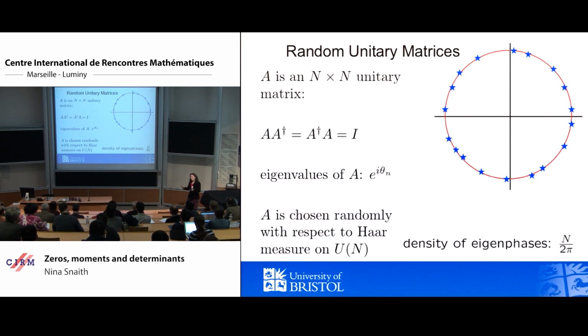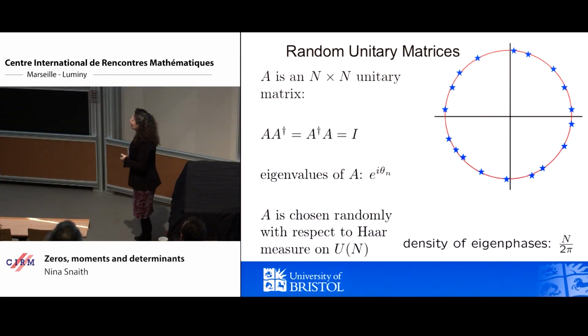We have the set of all n by n unitary matrices, and we can have Haar measure on that compact set so that we can speak of a random unitary matrix. There are n eigenvalues on the unit circle, and so the density of the eigenvalues is n over 2 pi.